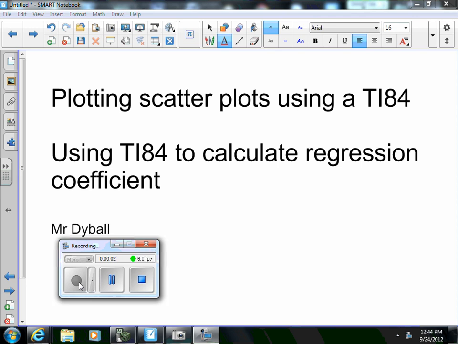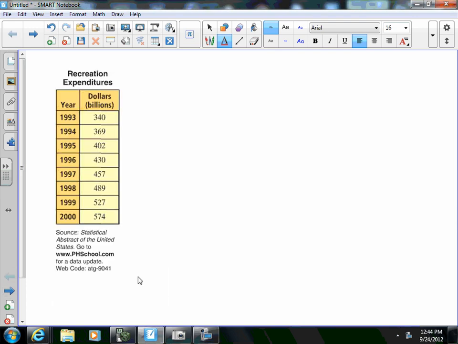Okay, I'm going to show you how to use your TI-84 to plot scatter plots, and then we're going to use it to find the line of best fit and eventually the correlation coefficient. I am going from the Algebra 1 textbook on page 351, and this is example 2. This is where we've got recreational expenditure in the United States. The years are down here and the dollars are down here. Okay, and we're going to put that data onto our TI-84.